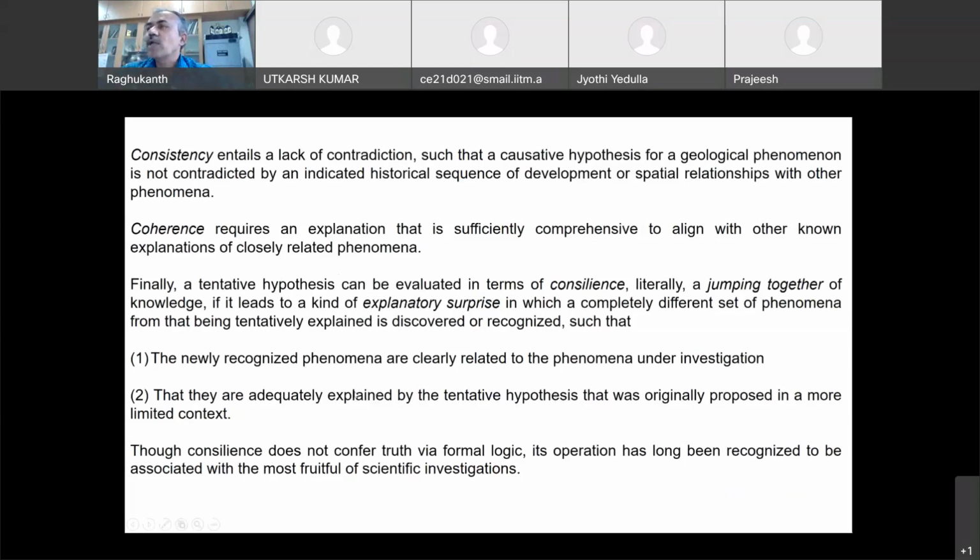So initially from telescope images, you make a hypothesis. Say tomorrow some extra knowledge comes; once again, if you do consilience, that becomes a problem. So anyway, consilience does not establish truth via formal logic, but its operation has been recognized to be, of course, this is what they say, most fruitful of scientific investigations also. So these are the processes. If you want to do these terrestrial analogs, you have to follow these rules also.